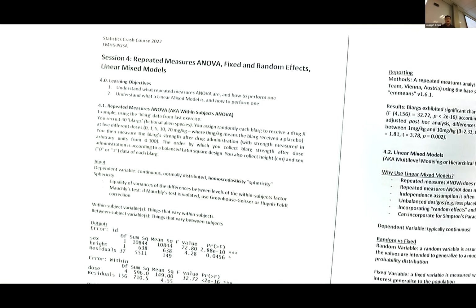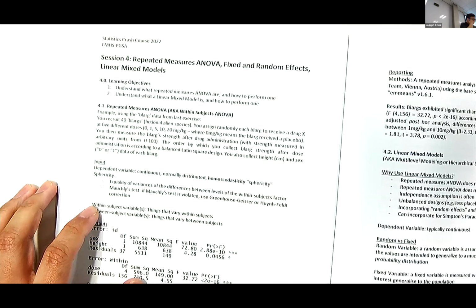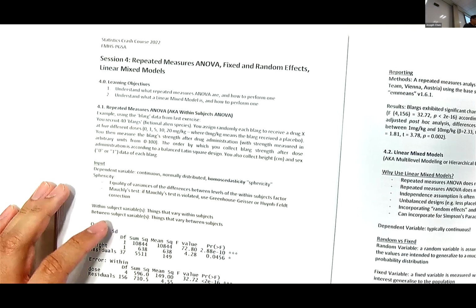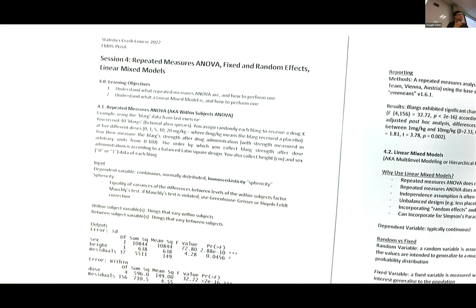If they've been measured 5 times, they have a within subject variation, and that's the strength after each different dose. However, they also have a between subject variation, things that vary between subjects. So for example, if strength is the dependent variable, then what's the within subject variable? Well, strength against dose. But what's a between subject variable? What about sex? Sex is different between subjects, so that would be a between subject variable.